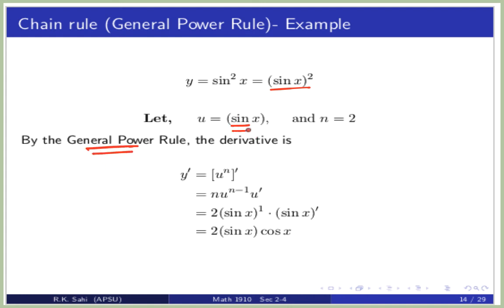u is sine x and n is 2. So y prime is what? n times u to the n minus 1 times u prime. So n is 2, u is sine x to the power n minus 1, that is 2 minus 1 is 1, times the differential of sine. And what is the differential of sine? It's a cosine. And the final answer for your y prime is 2 times sine x cosine x.